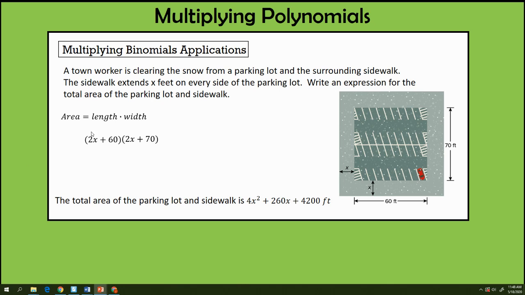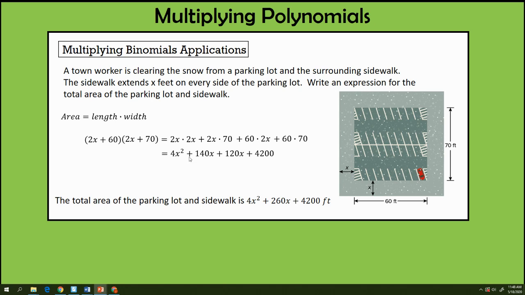All right. So we generated our two binomials by looking at the drawing and understanding that area is length times width. And now it's a FOIL process. So first, 2X times 2X. Outers, 2X times 70. Inners, 60 times 2X. Last, 60 times 70. Remember, it's also like distributing the first term through the parenthesis and then the second term through the parenthesis. Now multiply each product together and simplify.